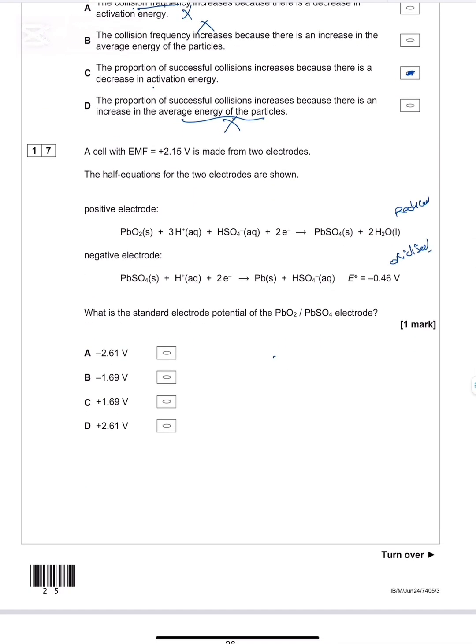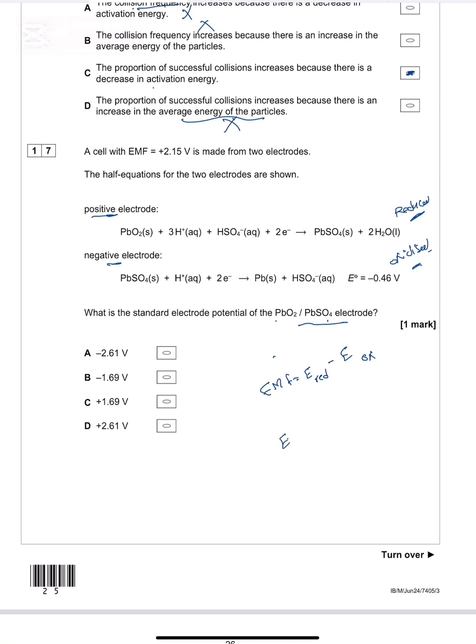A cell has an EMF of plus 2.15 volts, is made from two electrodes, and they give you the half equations for the two electrodes. They ask about the standard electrode potential for the PbO2 or PbSO4 electrode. This reaction is the one at the positive electrode, so this is the reduction, and at the negative electrode is the oxidation. And we know that the EMF equals the electrode potential for the reduction reaction minus the electrode potential for the oxidation reaction.